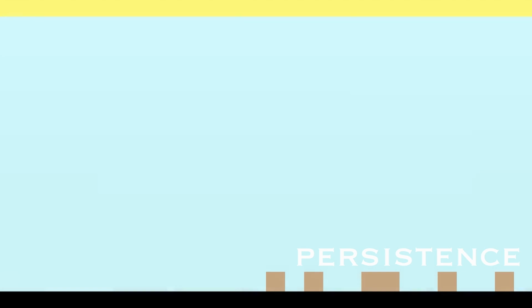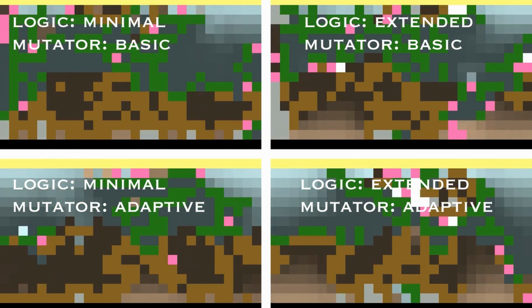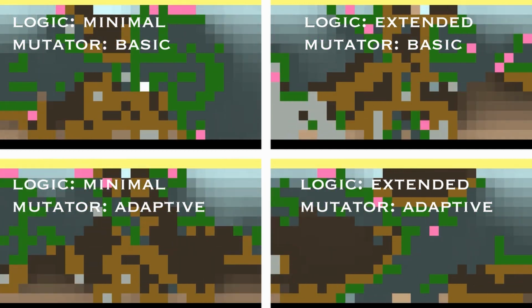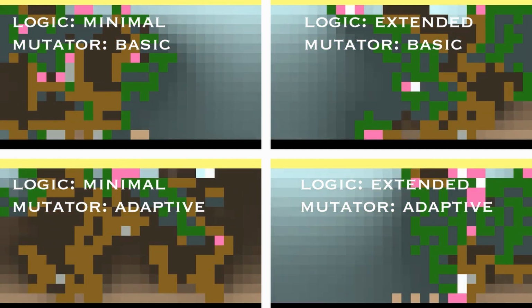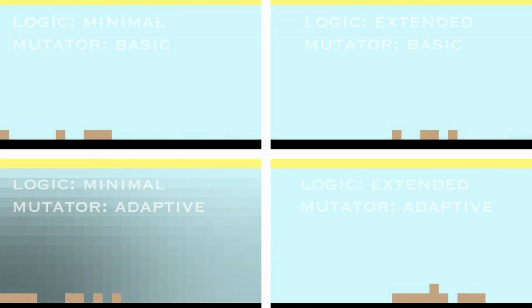What happened? Perhaps it was a bad combination of agent logic and mutator. Let's try them all. Ha! They all fail. Perhaps you're very unlucky. Let's run a promising model, the extended logic with a randomly adapted mutator, several times. This seems like a problem, but what is going on?